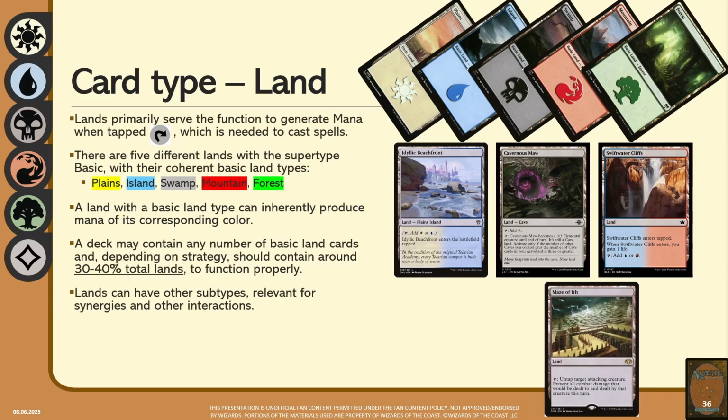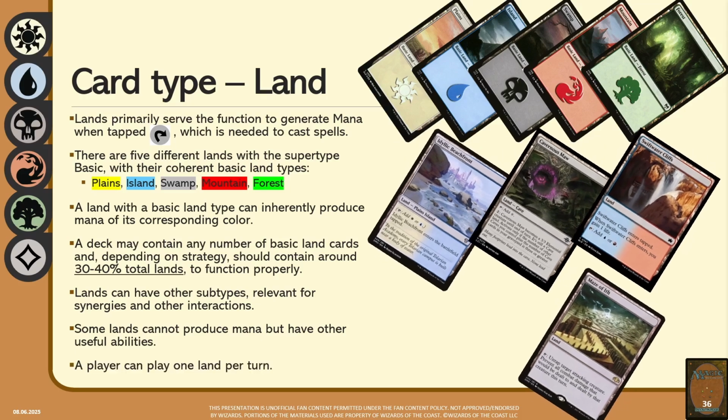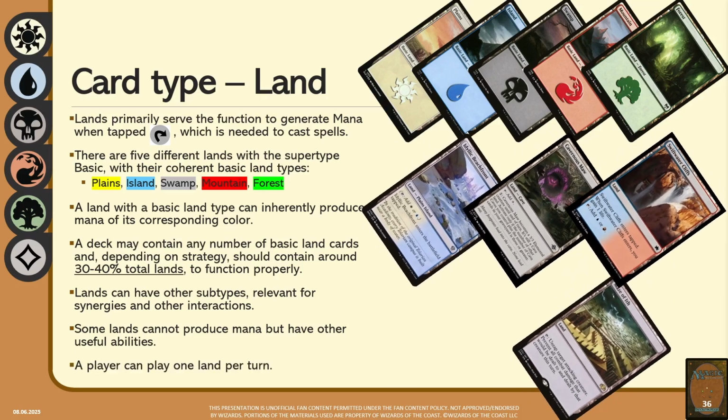Lands can have other subtypes relevant for synergies and other interactions. Some lands cannot produce mana but have other useful abilities. A player can play 1 land per turn.